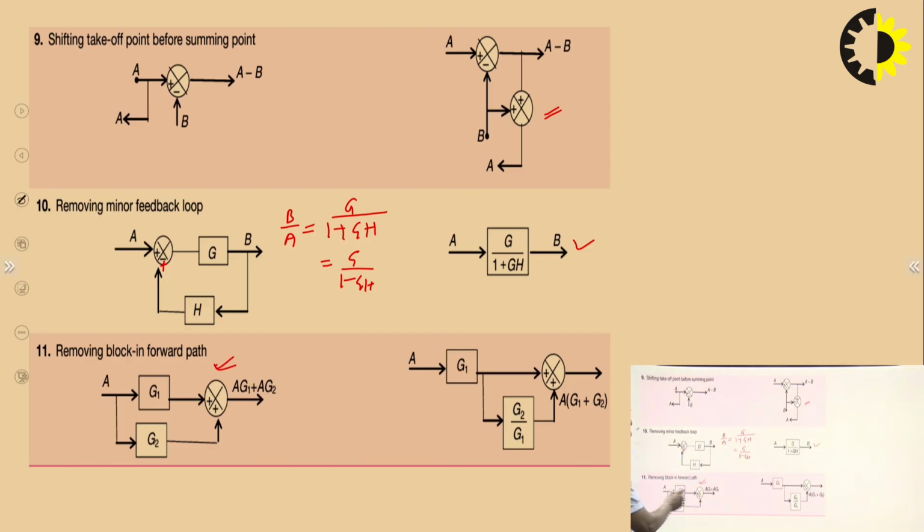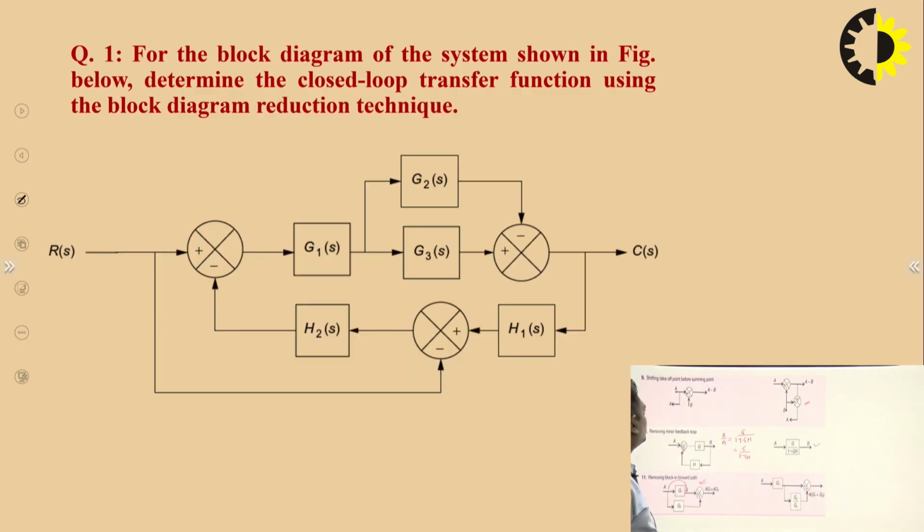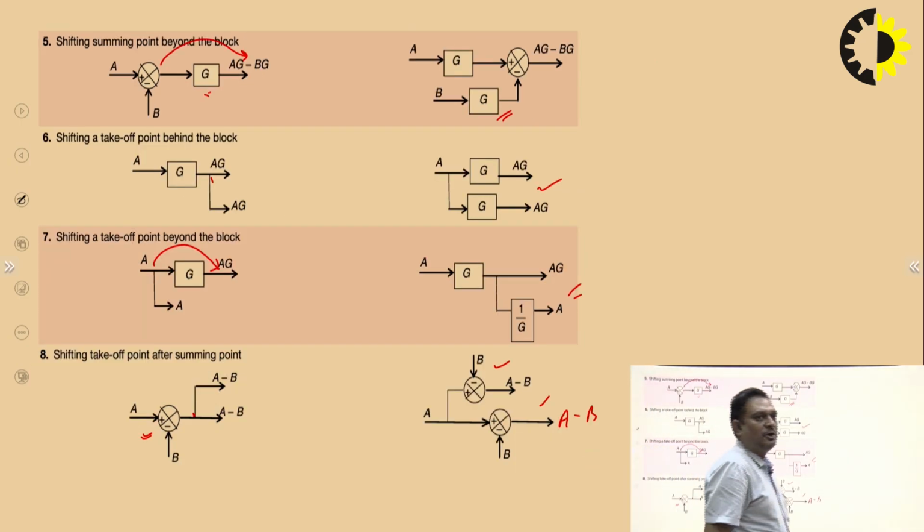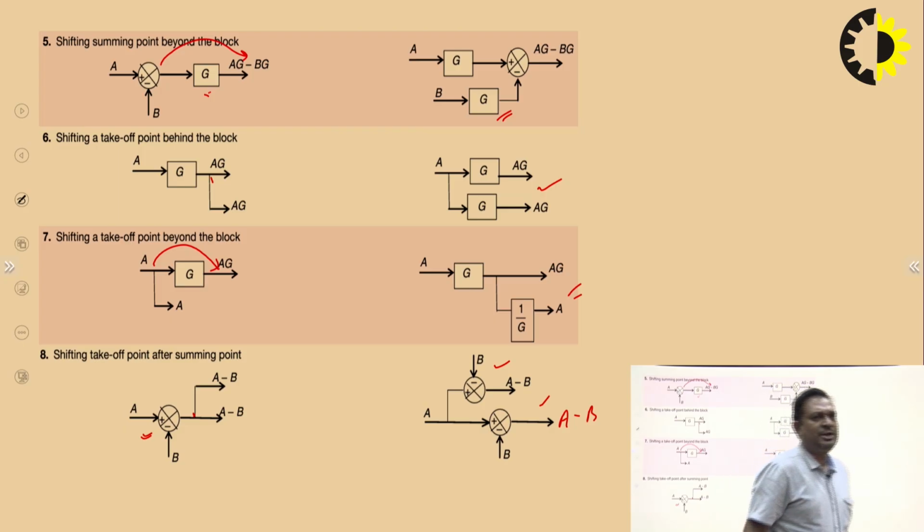So, you can see these are two forward paths and they are connecting with a summing point. So, you can write it like A times G1 plus G2. You can combine these two blocks in parallel, or you can also do this. You are shifting this block to here. So, it will become G2 by G, and then you will add it up and again you will get the same thing. So, these are basically the rules that we have to follow for block diagram reduction technique.